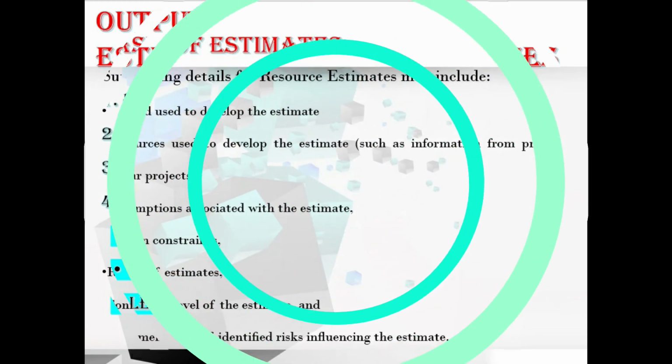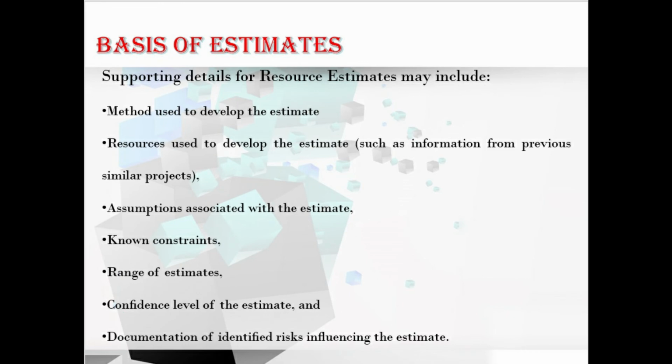Moving to the next output, we have basis of estimates. We have the supporting details for the resource estimates that includes the method used to develop the estimate, resources used to develop the estimate, assumptions associated with the estimate, known constraints, range of estimates, confidence level of the estimate, and the documentation of identified risk including the estimates. Okay, fine. Hope you understood the basis of estimates, the supporting factors also.